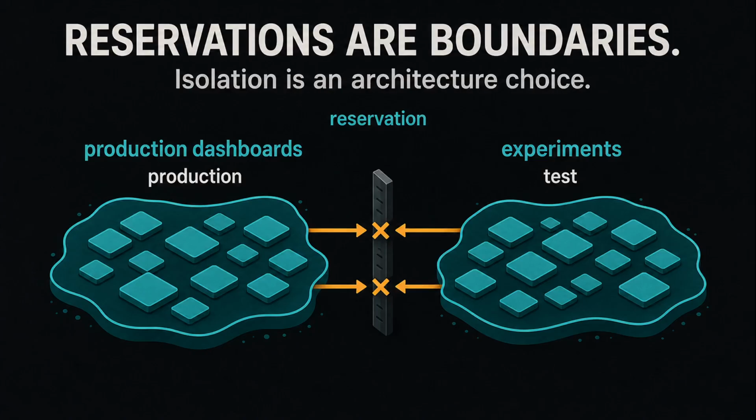That leads to the alternative. Reservations make capacity explicit. Okay, so what changes day to day? You buy slot capacity through reservations and hand it to specific projects. Take a company where production dashboards and somebody's ad hoc experiment share one pool. A reservation splits them, so the experiment cannot starve the dashboard.